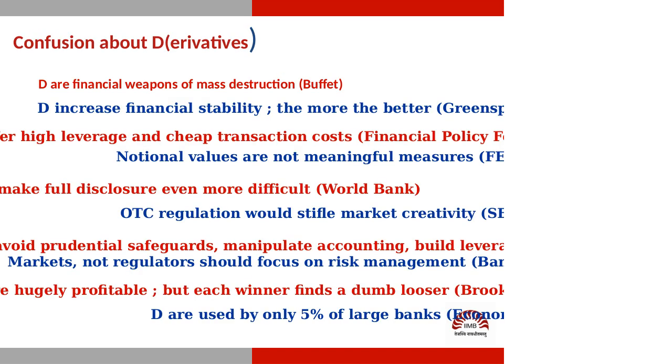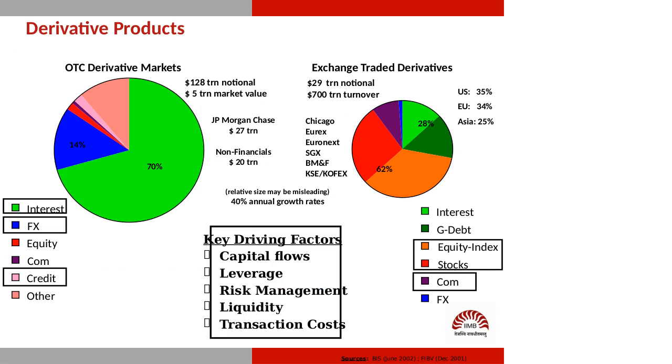Now, let me just skip this. This is some statements. You can skip that. What this shows you, and this is slightly old data, is that there are two types of markets in the world, which I'll talk about in a minute. This depends on the way trading happens. There is an OTC market, the over-the-counter market, and there is an exchange-traded market.